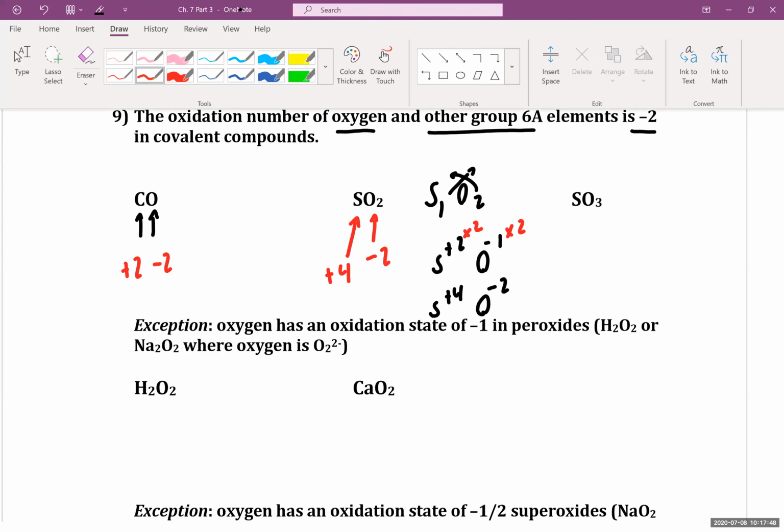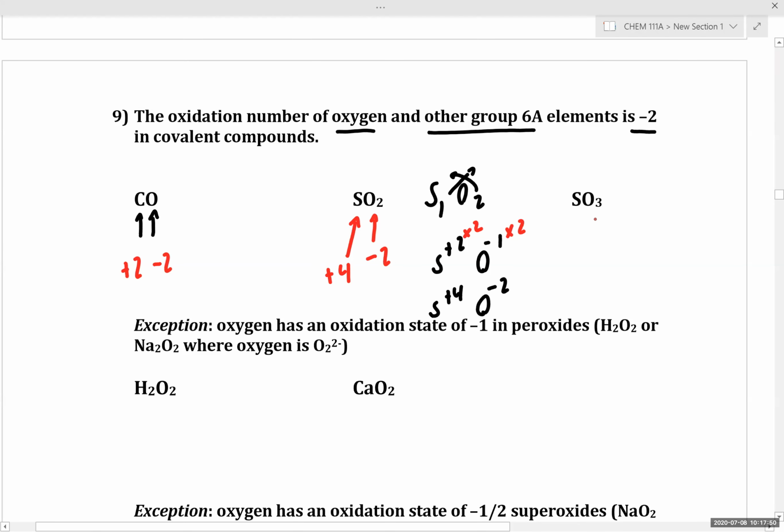Let's do another example just to make sure we understand this concept. So oxygen has a -2 oxidation number in sulfur trioxide. So what is the oxidation number of sulfur then? +6, exactly right.